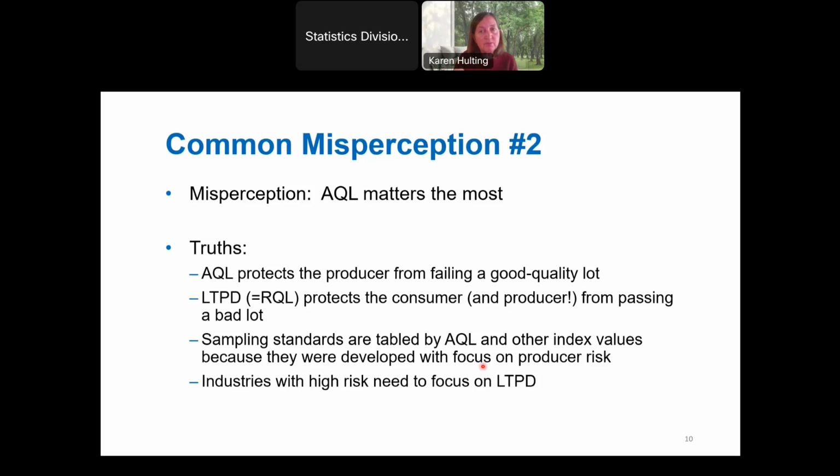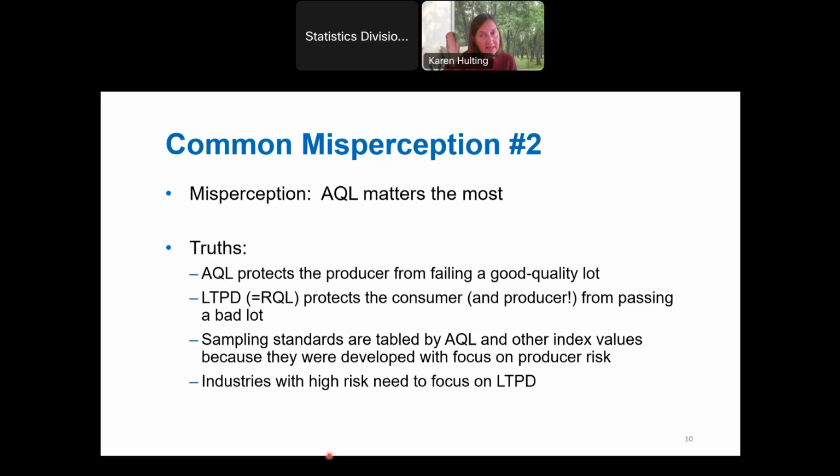So the LTPD is much more of a concern to me. I want to know the AQL. It's important, but it's not the most important thing in doing an acceptance sampling plan. Now, sampling standards are indexed by AQL because they were invented for the use of producers, right? The producers wanted to put in an acceptance sampling plan, and the producers are concerned that the level of quality that they consider to be acceptable mostly gets shipped.